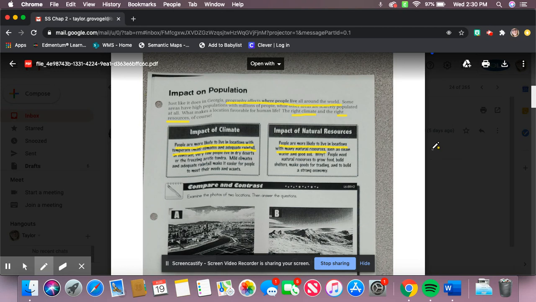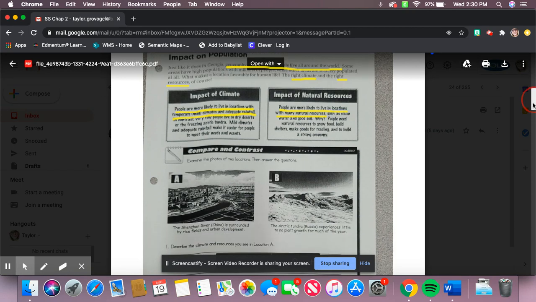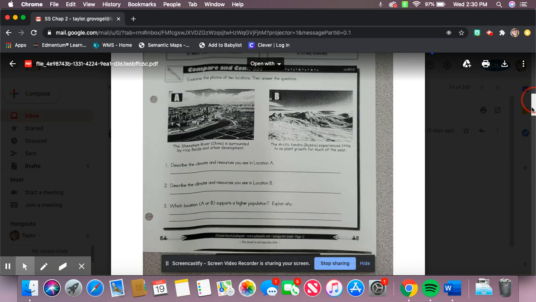If we look at Barrow County, there's many trees, there's access to water, we have good soil for farming. So we're able to grow food, we're able to build our shelters here, people are able to make things to trade, and we have a pretty strong economy in Barrow County. So our location is a good location.